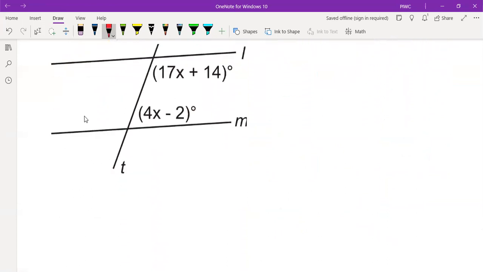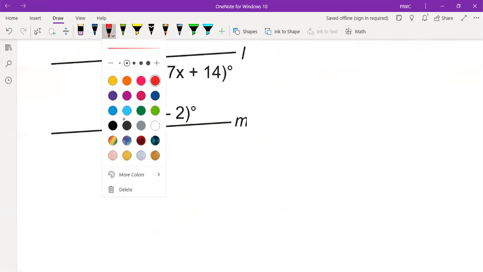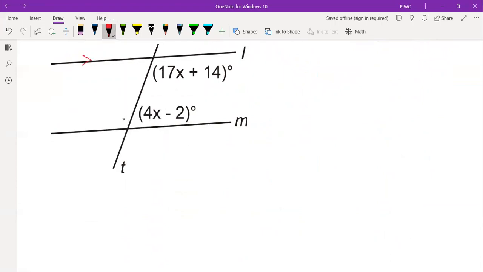All right, so let's try one more, the last one. In this question, line M is parallel to line L. That's information that we're putting in here. They are parallel to each other. T is a transversal in this question. That means these two angles here are within the parallel lines, so they are interior angles and they are on the same side. So same side interior angles are supplementary.